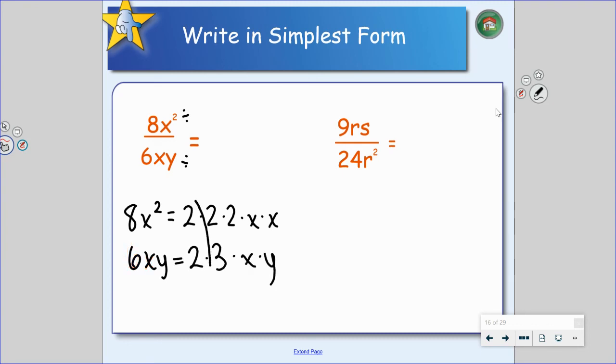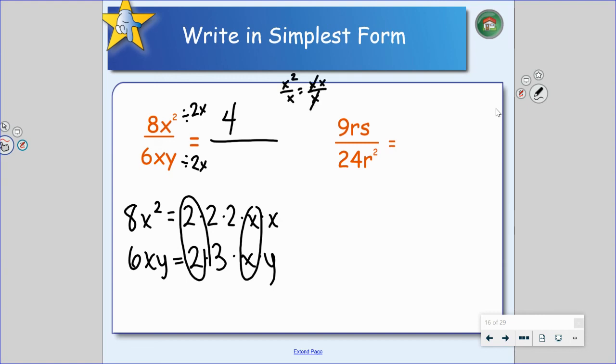Now go ahead and look. There's the 2 and the x. So what we really should divide both the numerator and the denominator by is 2x. Now, if we were to divide by 2x, 8 divided by 2 is 4, and x squared divided by x, remember that any number divided by itself, except 0, cancels out. So we have x. No need to write the 1 in the numerator. If you wish, you may.